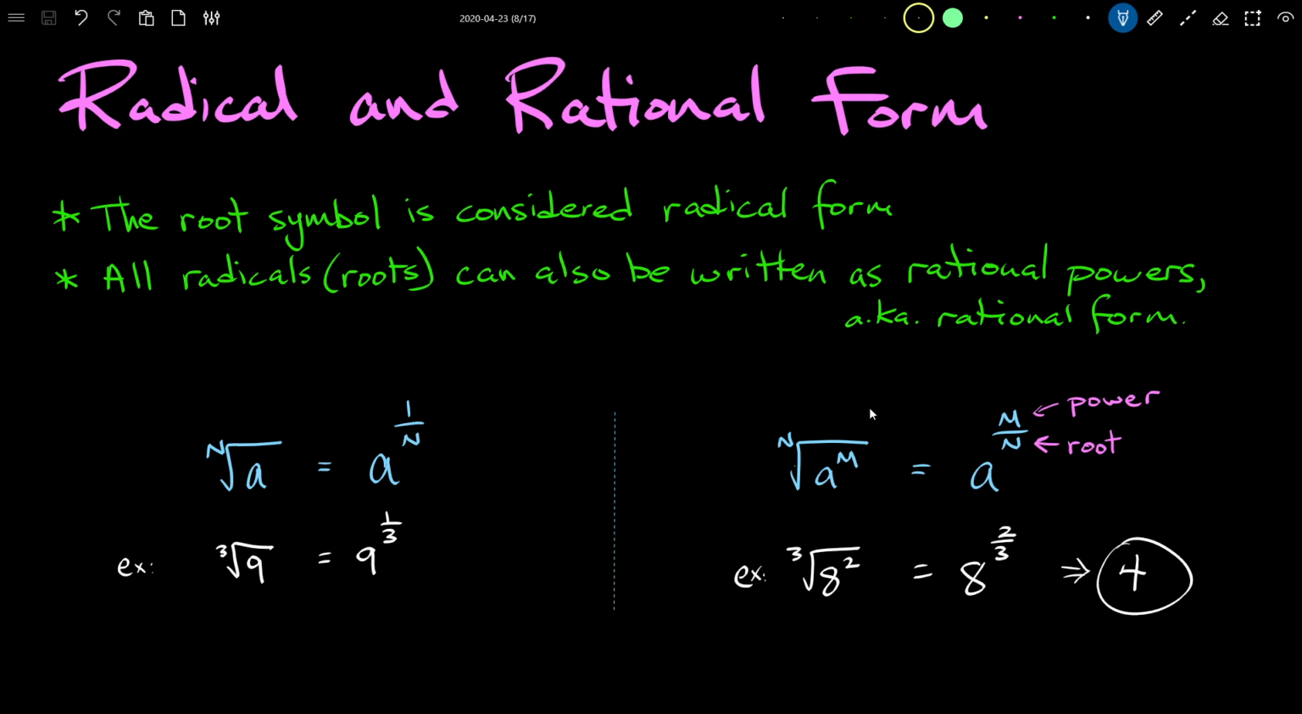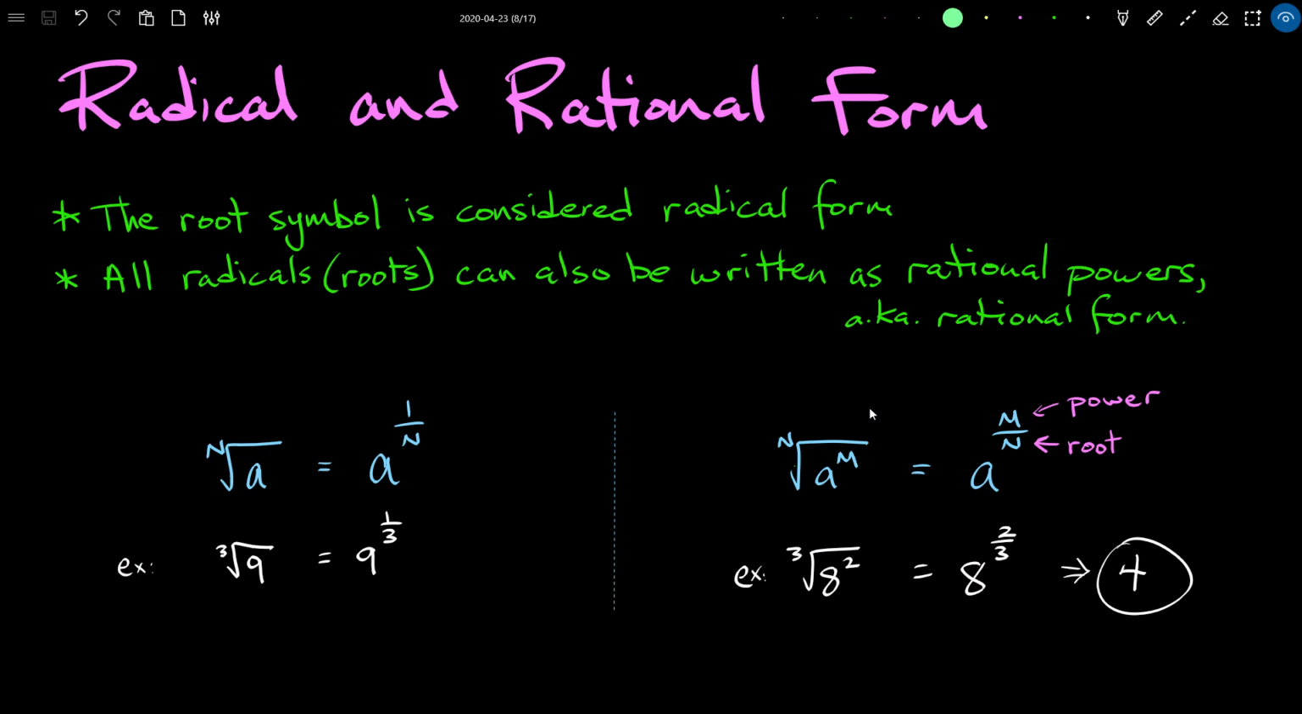Welcome to part 2 of 8.6, which this portion of the video is going to be talking about rational forms of radicals. It's something you're going to need to know how to do, how to switch back and forth between the two different forms. Now, the root symbol, as we talked about in the first video, is going to be called radical form because the root symbol is a radical.